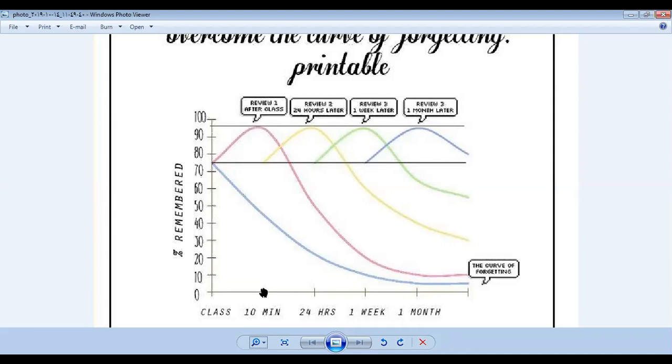If you read it after we finish, this is the first review, you will delay the drop of the curve. If you review it tomorrow, you will delay it more. If you read it after 1 week, you will retain 50 to 60%. If you revise it again after 1 month, you will maintain the level above 70%.